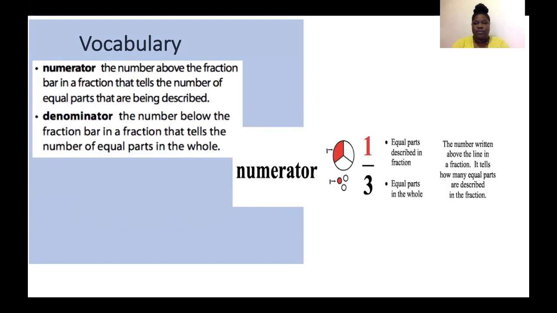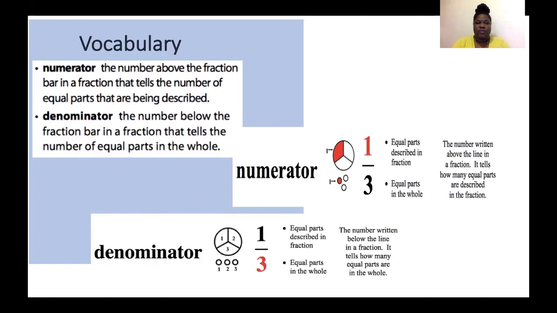If you notice the 1 is highlighted, it shows the equal parts being described, which is the shaded parts, and is written above the fraction bar. The next vocabulary word is denominator. It's the number below the fraction bar in a fraction that tells the number of equal parts in a whole. If you notice the 3 is highlighted, and in the circle, it is broken into 3 equal parts, and they label it. So 3 tells me the equal parts in a whole, and is written below the fraction bar.